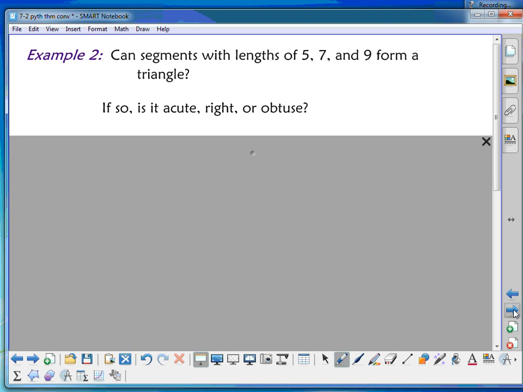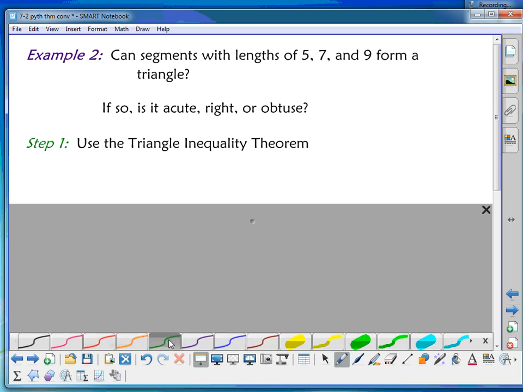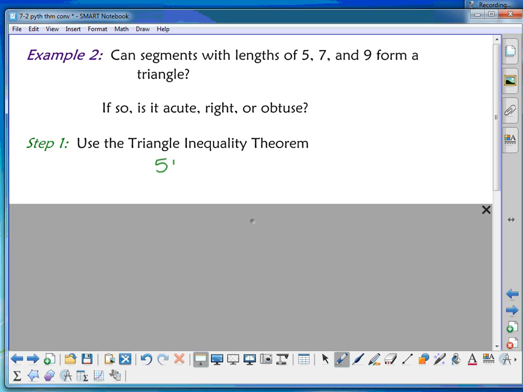For example 2, we want to know, can segments with lengths of 5, 7, and 9 form a triangle? And if so, is it acute, right, or obtuse? So the first thing we have to do is use the triangle inequality theorem. We have to make sure that the two shorter sides add up to more than the longer side. So if I look at the two shorter sides, I've got 5 and 7. I want to know, how does that compare to 9? Well, 5 plus 7 adds up to 12. That is greater than 9. And so it can form a triangle.